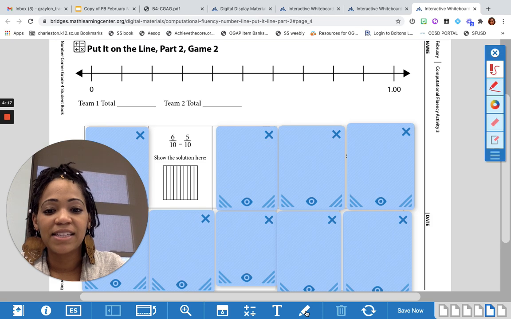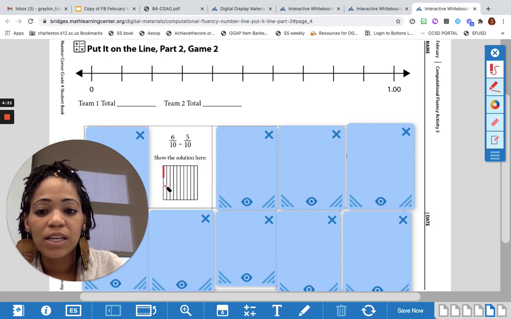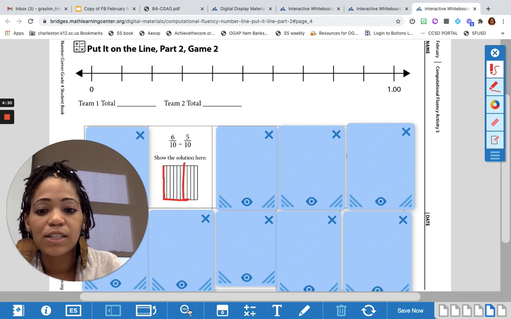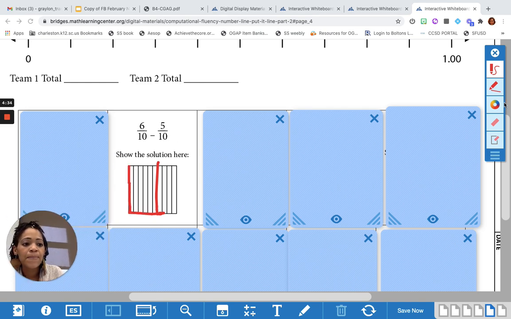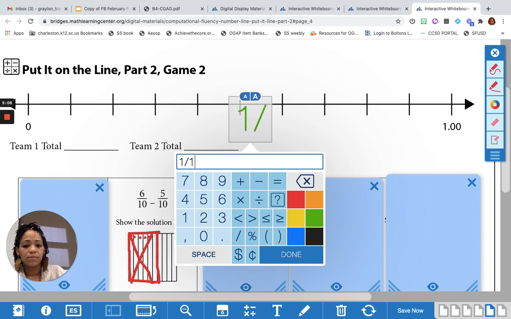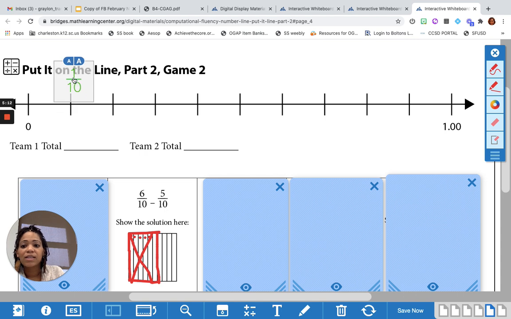6/10 minus 5/10. And then it says show the solution. So I could shade in 6/10, which is actually here. Let me zoom in even more. So I have 6/10, and I want to take away 5/10. What am I going to get? This is your question. Yeah, I have 6 of them here, and then I take away 5, and I'm going to show that with an X over the 5/10. 1, 2, 3, 4, 5/10, and that leaves me with 1/10 left over. So where am I going to write 1/10? Right, in that very first marker. That is 1/10. I could even write that as a decimal, which would be 0.1, right?